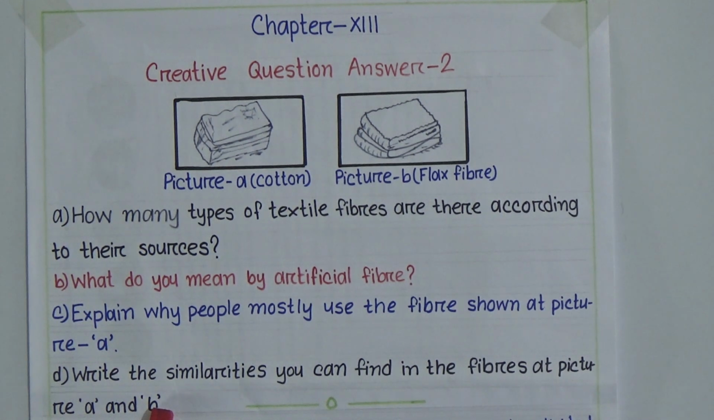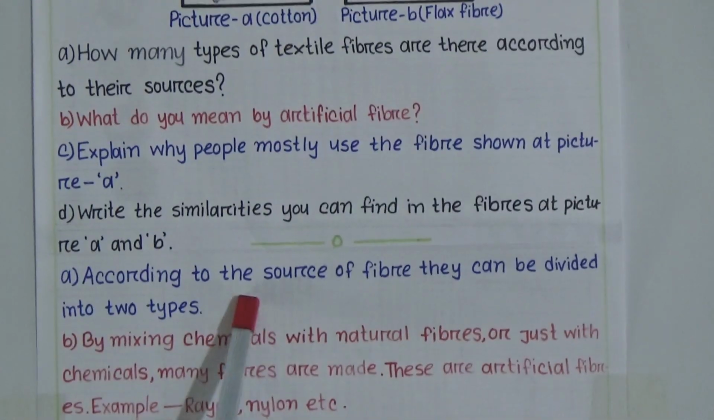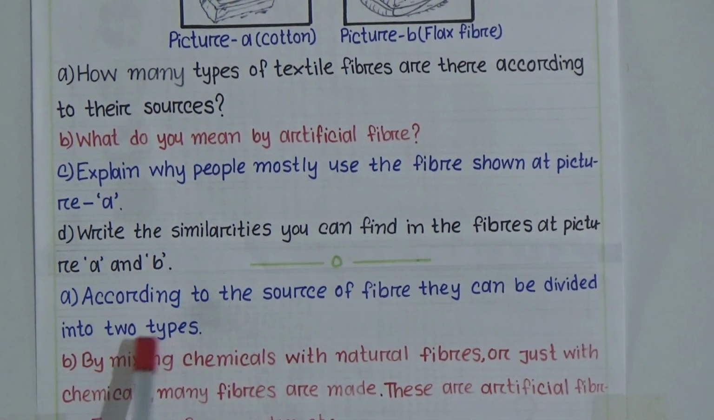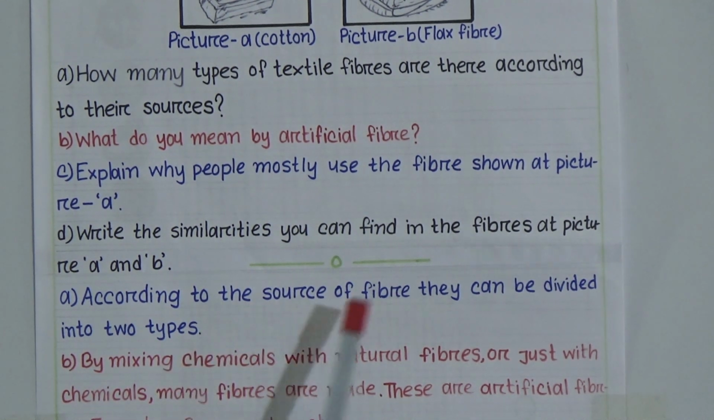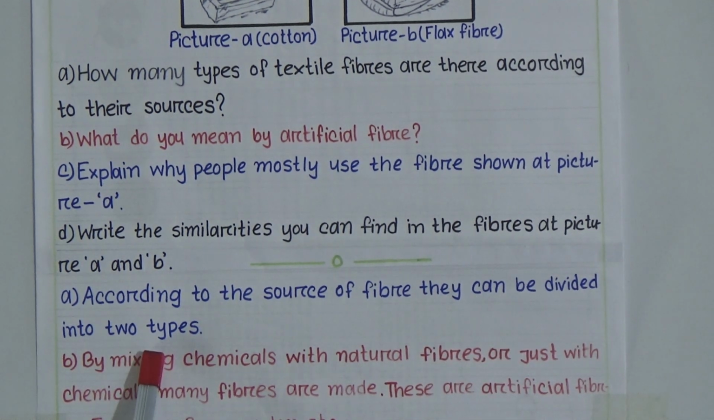Our first question is, how many types of textile fibers are there according to their sources? The answer is, according to the source of fiber, they can be divided into two types.